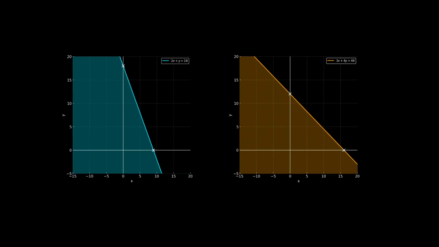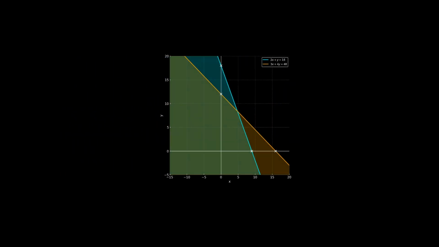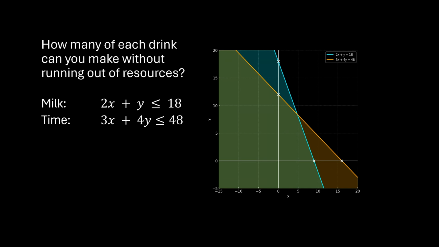Combining these two graphs gives us the graph of the system. The overlap of these two shaded areas is the feasible region. This region represents all possible combinations of the two drinks. For example, 5 lattes and 5 cappuccinos. That's it. Now, let's make it more complicated.